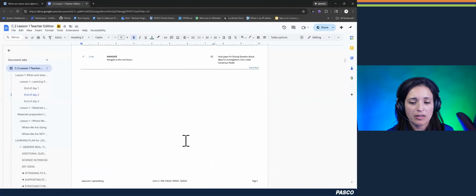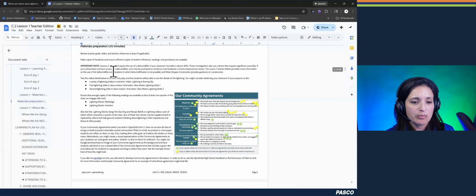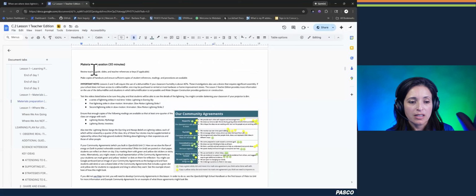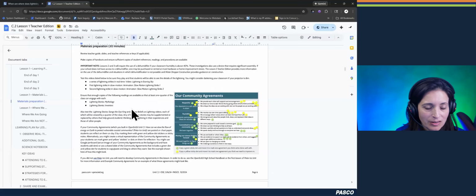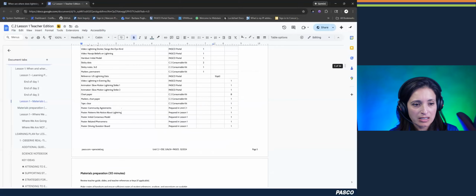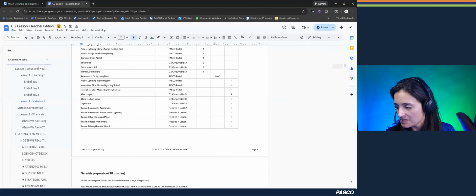And after that, we have the materials preparation section. It tells you how much time you need to get stuff ready and what to do before you begin the unit. Very helpful, especially if you're brand new to the lesson and unit. Okay, so I'm going to go back to the PowerPoint.